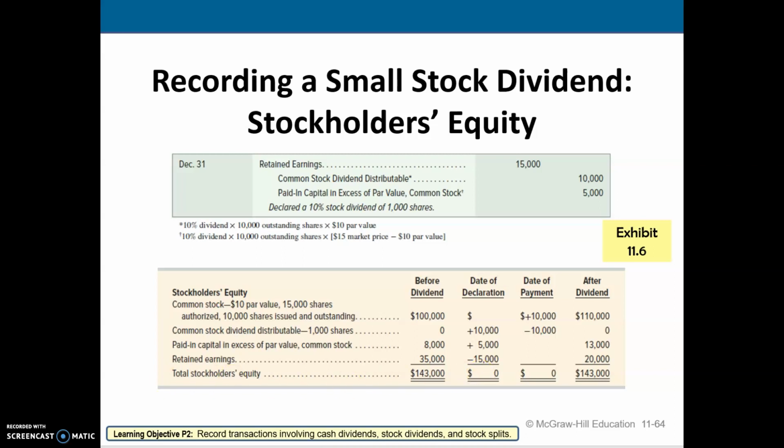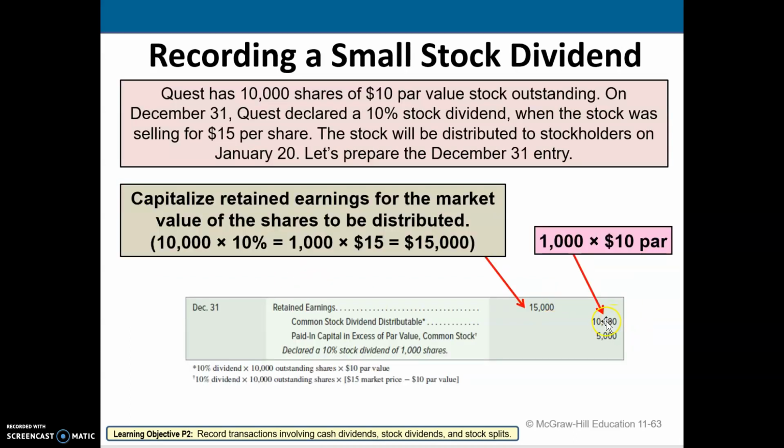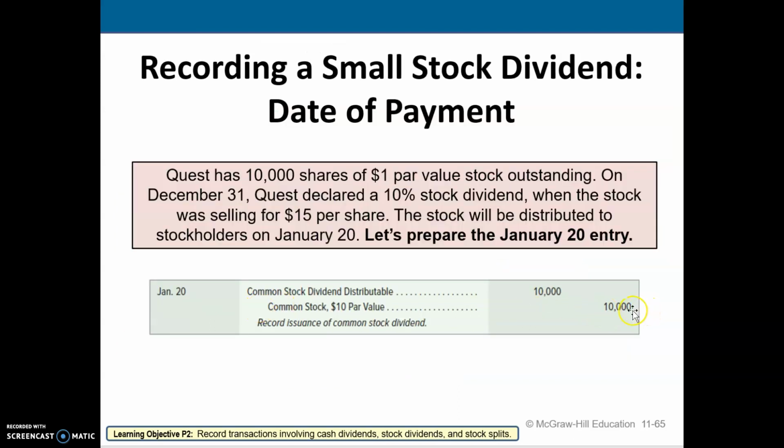Now let's take a look at what happens when we actually pay the dividend by distributing the shares. At that point, all we're going to do is take the amount out of common stock dividend distributable and put it into common stock, because now those shares have actually been issued. So we debit common stock dividend distributable for 10,000 because that was the amount of the debit in the initial entry. That'll zero out that account. And then we credit common stock, and the common stock account goes up by 10,000.